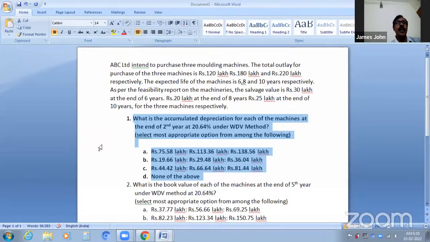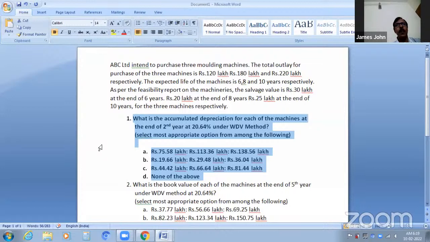Here N is 2, R is 20.64, that is 20.64 by 100, that is 0.2064. So in the case of the first machinery, original cost is 120. So 120 into (1 minus 0.2064) the whole square. If you are well conversant with the formula, you can use this formula. Otherwise, you have to calculate the depreciation year by year.